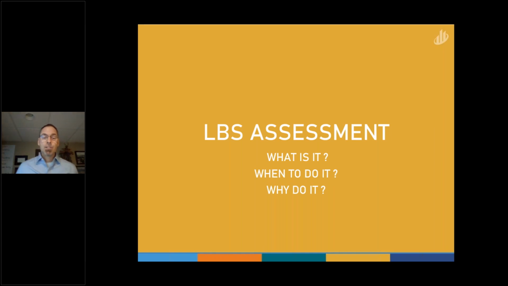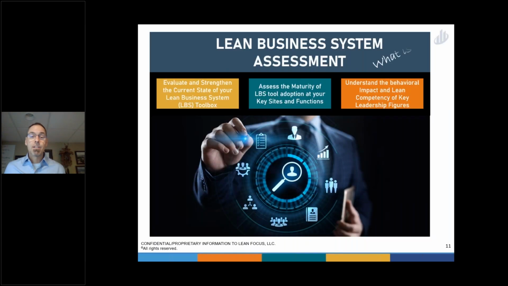So the Lean Business System, what is it? When we look at the Lean Business System assessment, part of it is evaluating the toolbox, understanding the current state, and if it is established well enough to drive your initiatives. We assess the maturity of the tool adoption at your key sites, and then we also talk with leaders. We engage with leaders and understand their role in and their effectiveness in implementing the systems as well.